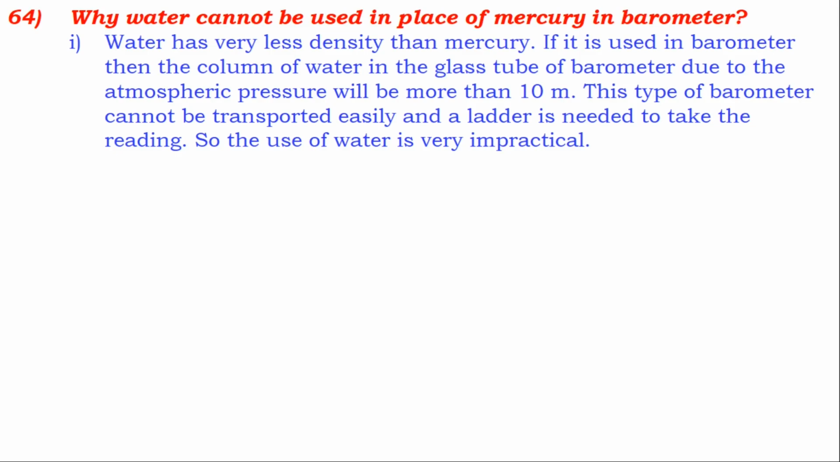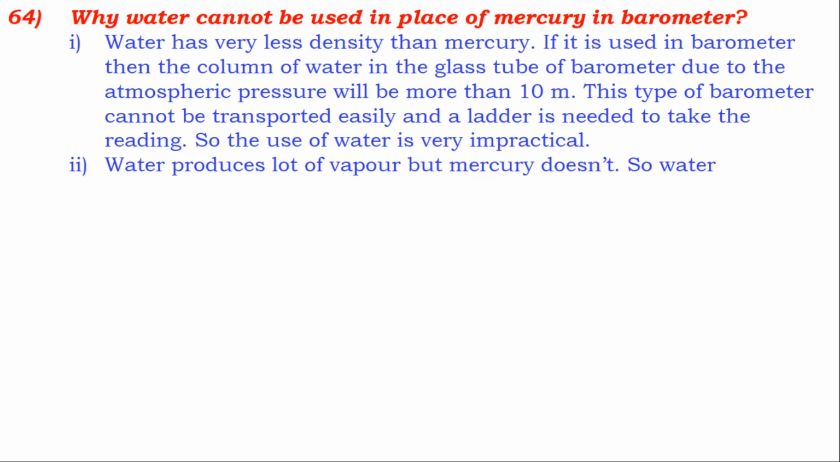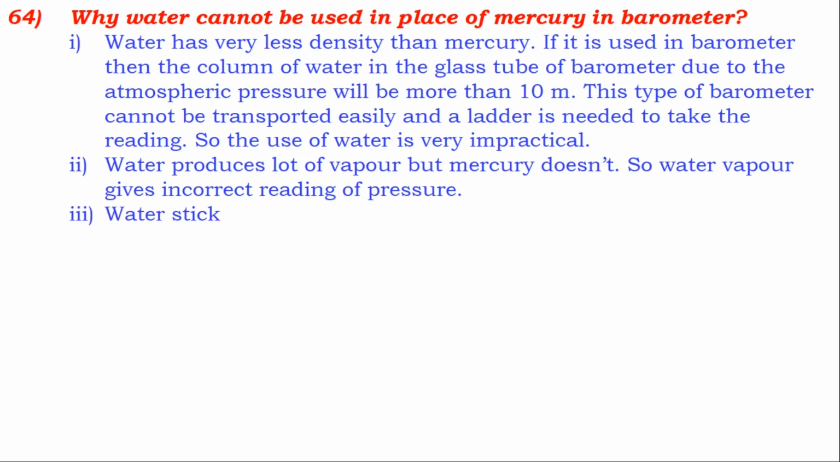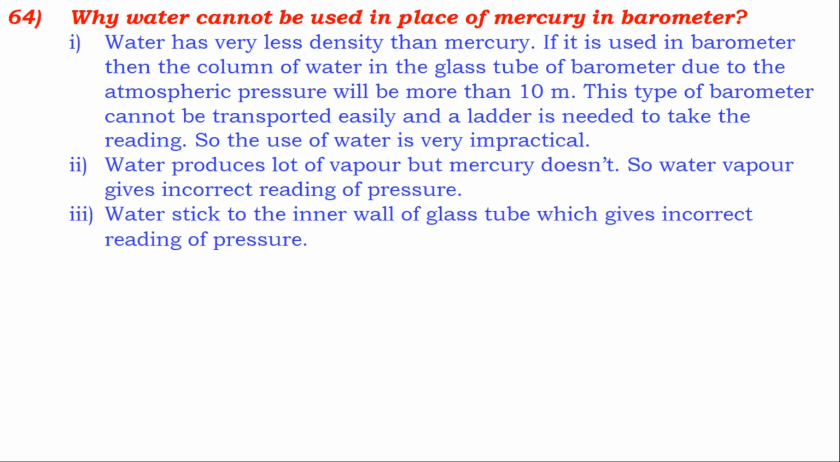Water has very less density, and that's why very long tube we cannot handle this. That's why water is not used. Water produces lot of vapor, but mercury doesn't. So water vapor gives incorrect reading of pressure. That's why water is not used. Next, water sticks to the inner wall of glass tube, which gives incorrect reading of pressure. These are few major reasons due to which we are not using water in place of mercury in barometer.